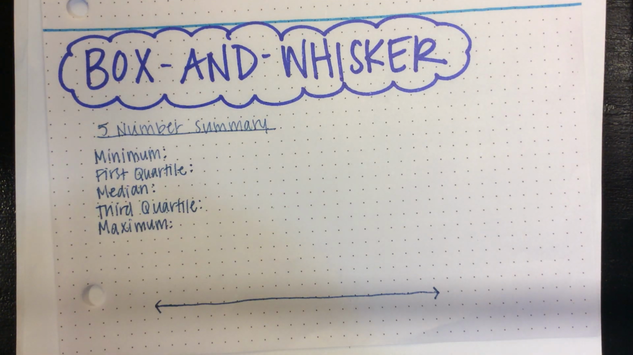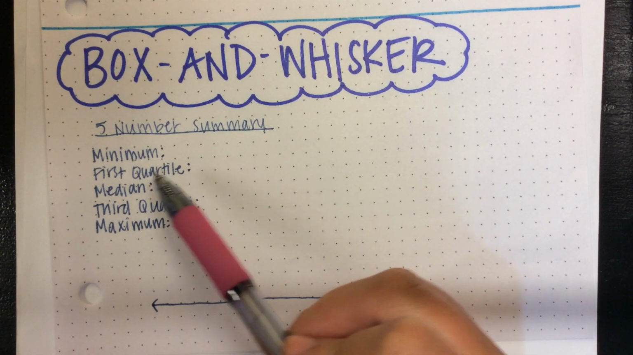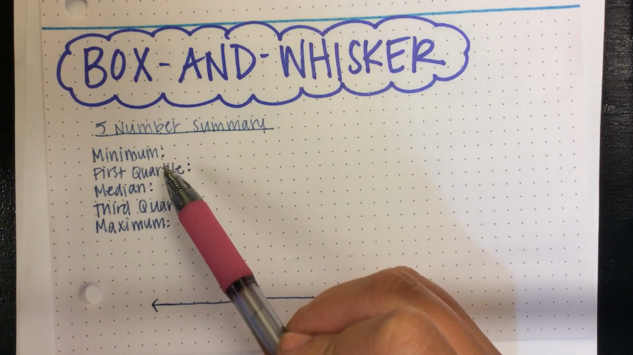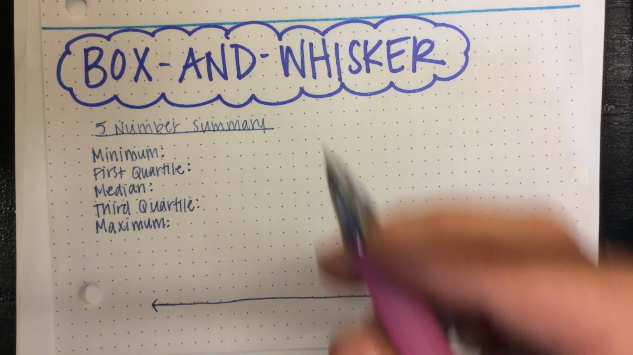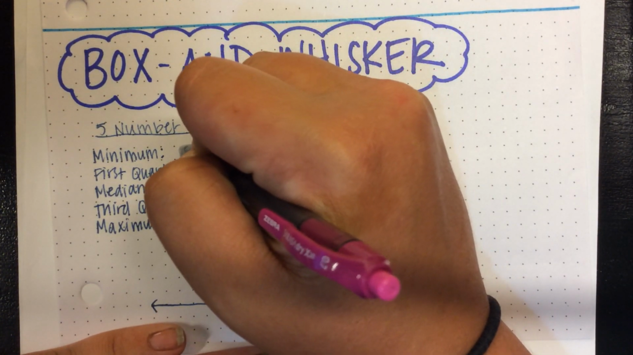Now we're going to move over to statistics, okay? And we're really just going to focus on one thing, and that's our box and whisker plot. To create one, you've got to find what we call the five number summary. Those 5 values that you have to find are your minimum value, first quartile, median, third quartile, and max. So your minimum is the smallest value.